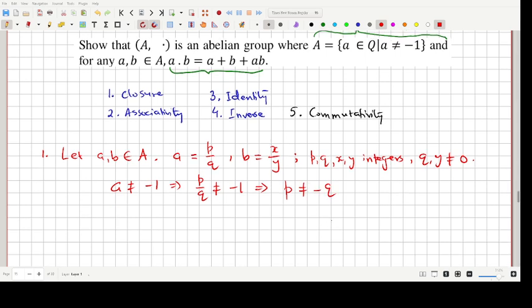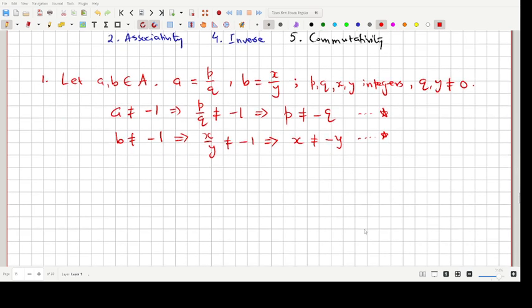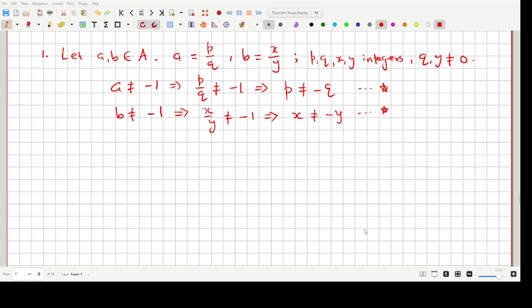Okay, that's great. Now, b is also not equal to -1, right? Because that's the property of b being in the set A. So x upon y is not equal to -1, and that would mean x is not equal to -y, right? Okay, so these two equations, we'll be using them soon, in order to prove closure or associativity, identity, inverse, commutativity. Let's see. These two look very important. Okay, now let's try to write down what happens to the element a plus b plus ab, correct?